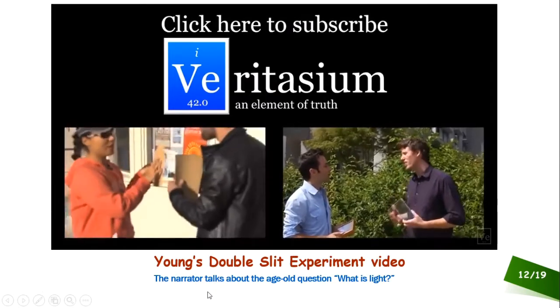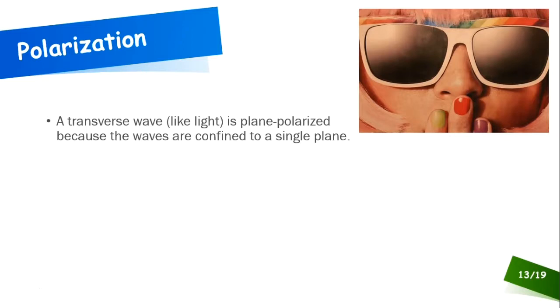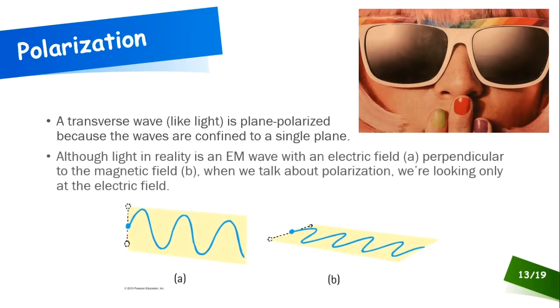Alrighty, so that brings us there, and now we can go on and talk about polarization. So we have light, which is a transverse wave, that is going to be plane polarized, because basically the waves are traveling in a single plane. But we know that for electromagnetic radiation, the different components of the wave are traveling in different planes, because remember the electric field is perpendicular to the magnetic field. So when we talk about polarization, we're only going to look at the plane that contains the electric field of the light.